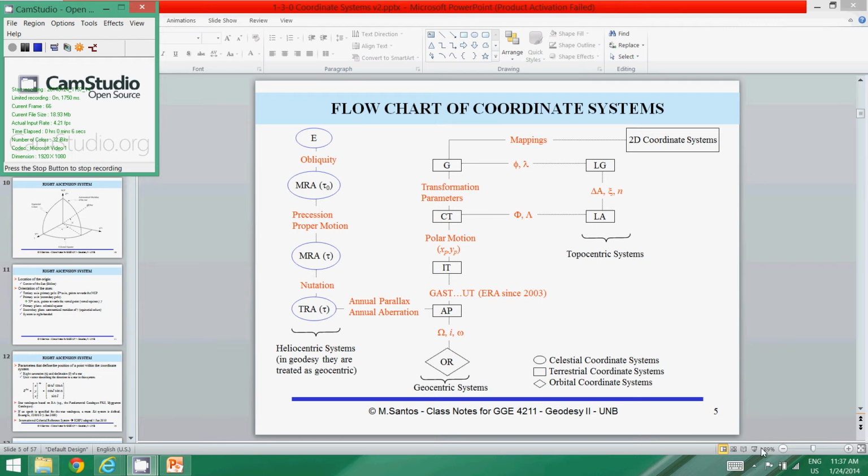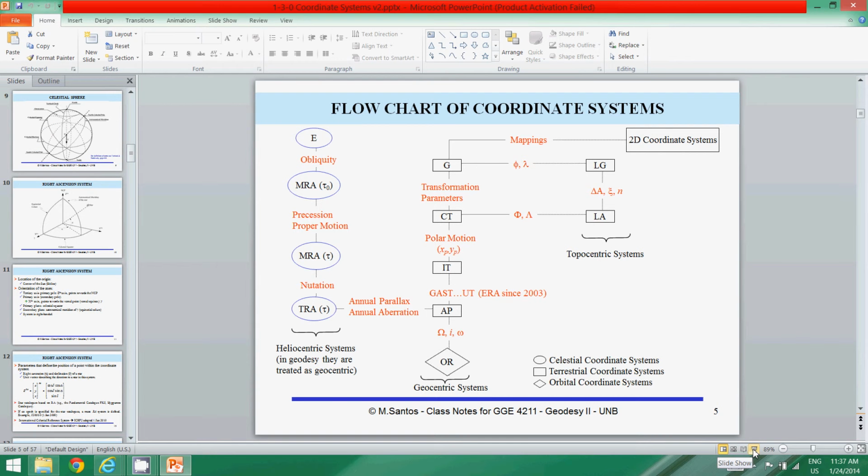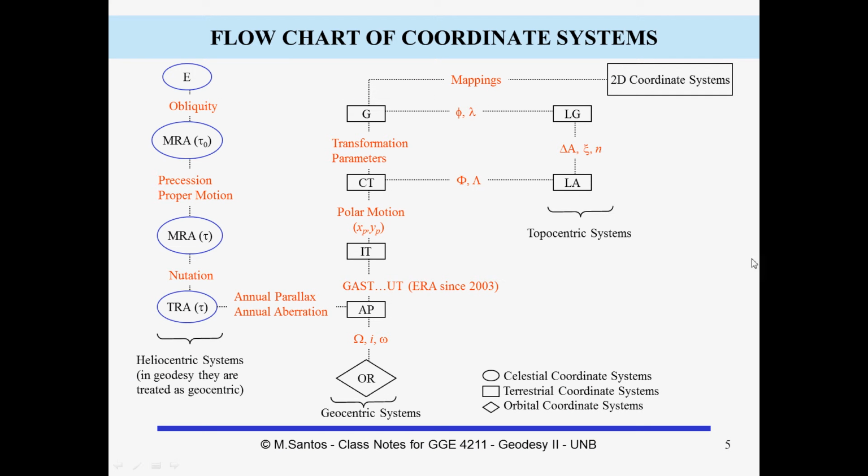And we're talking about coordinate systems. And last time, basically, we stopped talking about the chart of coordinate systems. And as I said, this chart is very useful because it has all the coordinate systems used in Geodesy, explaining the interrelation that exists between each pair, and it also specifies the origin of the system, if it's heliocentric, geocentric, or topocentric.